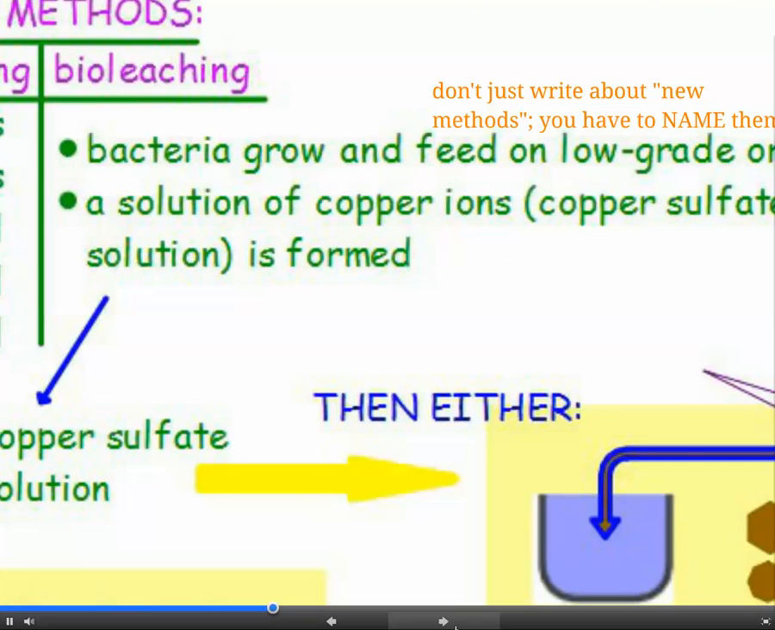Bioleaching uses bacteria which grow and feed on the low-grade ores, and then once the bacteria have been processed, again we end up with a solution of copper ions in the form of copper sulphate solution at the end. So with both these methods the end product is copper sulphate solution. So we've then got to extract the copper from the copper sulphate solution.